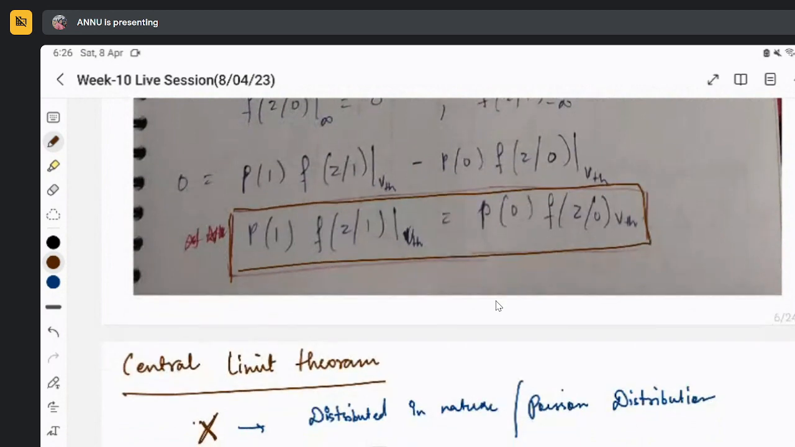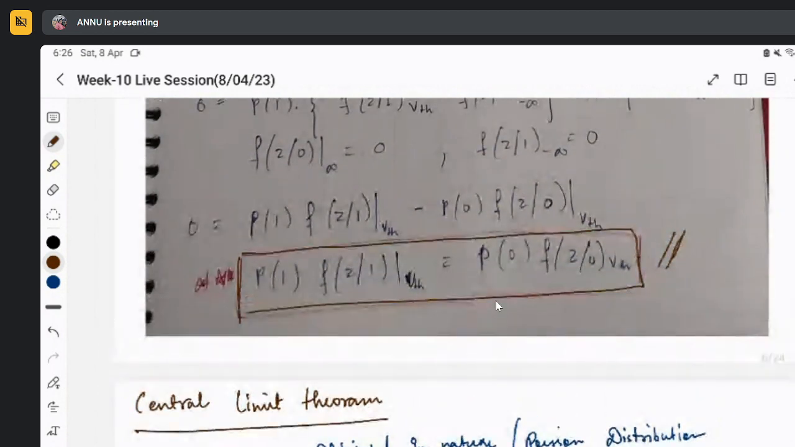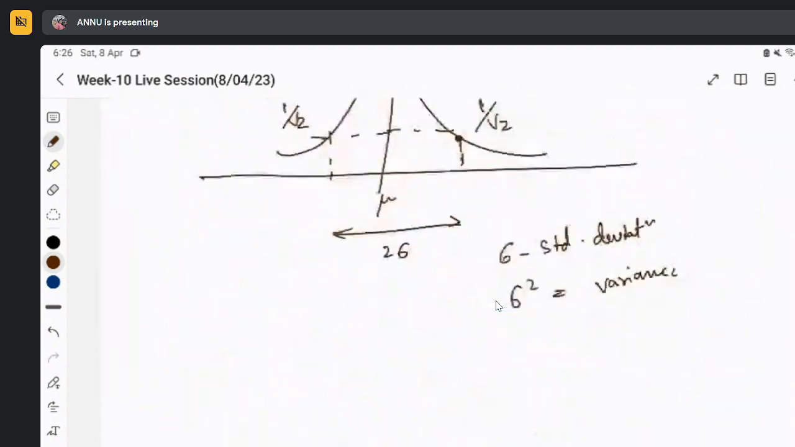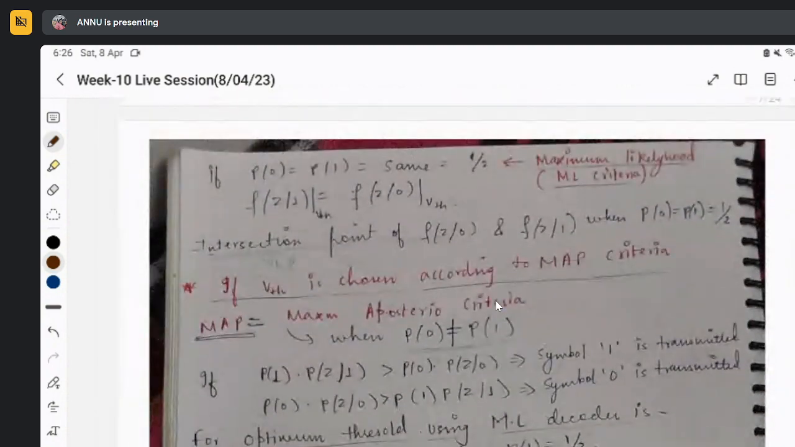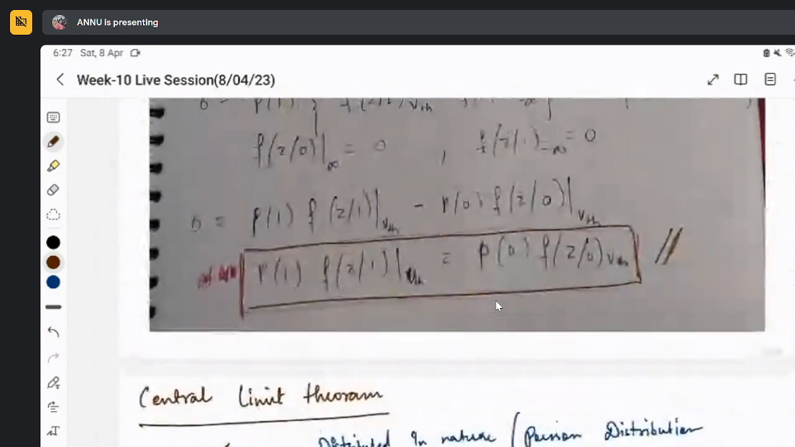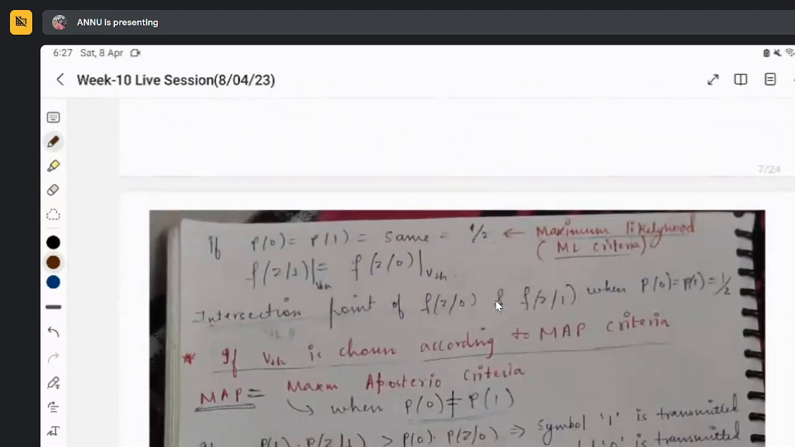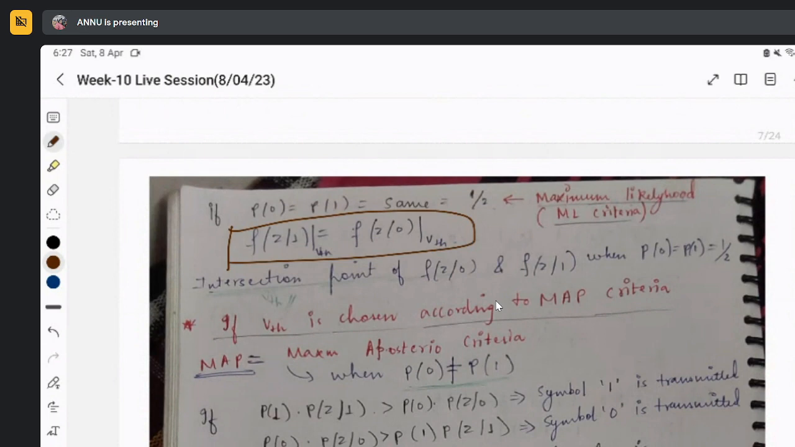Yeah. So this criterion should be satisfied in order to have the minimum probability of error. So this is the central limit theorem, and then if the probability of transmitting 1 and the probability of transmitting 0 are the same, then this should have the same threshold. And this is called MAP. So this is maximum a posteriori probability criteria.